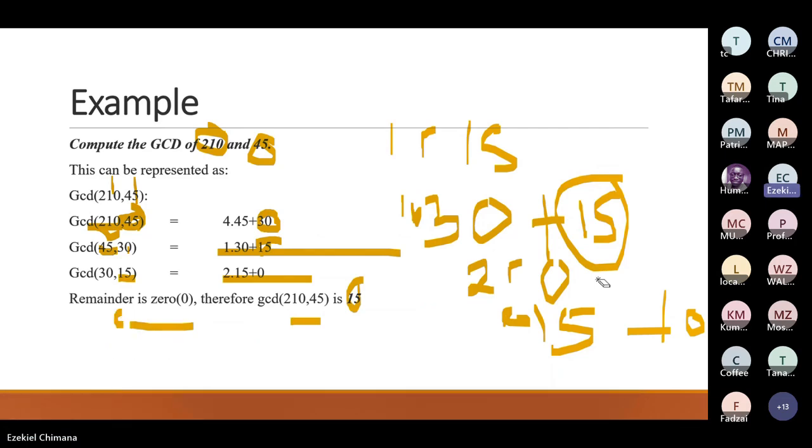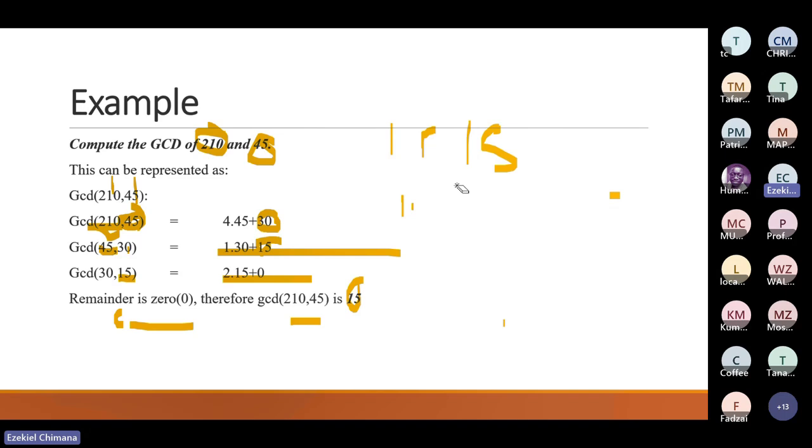I don't know if there are questions on this one. Is there any question on how you can find the GCD of two given numbers?